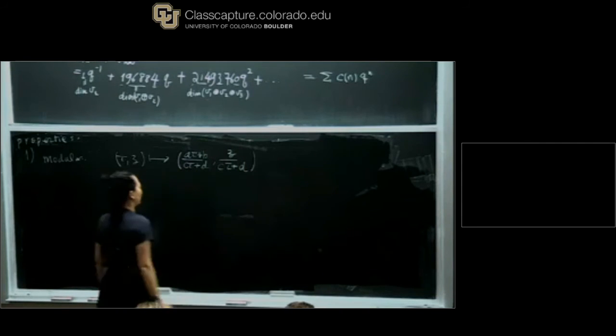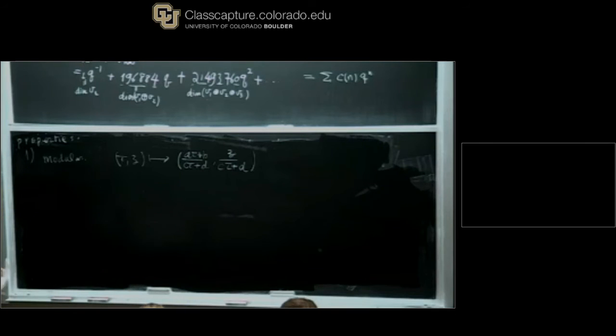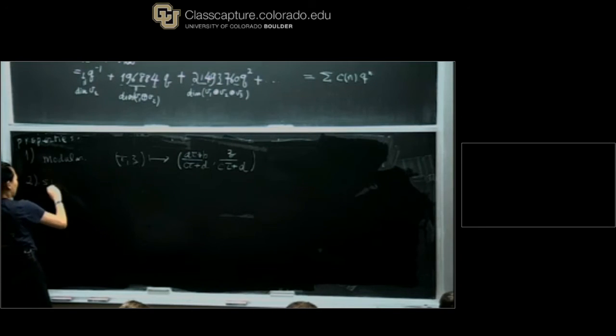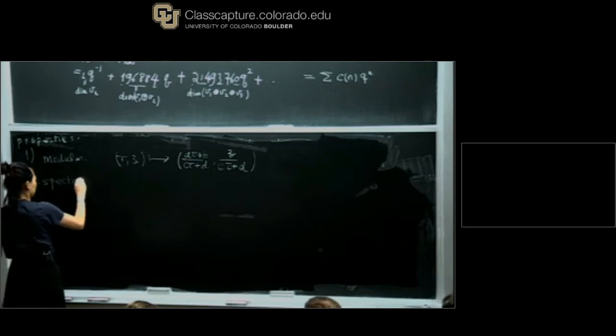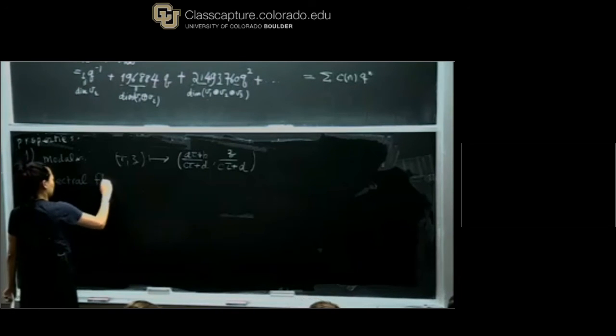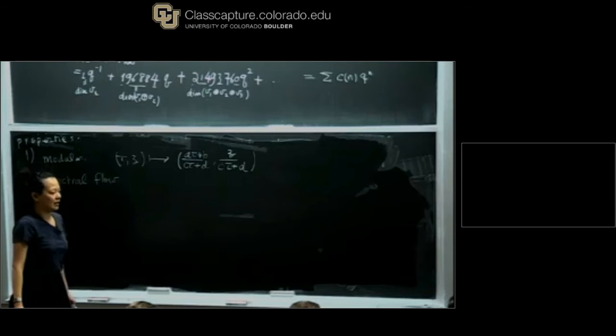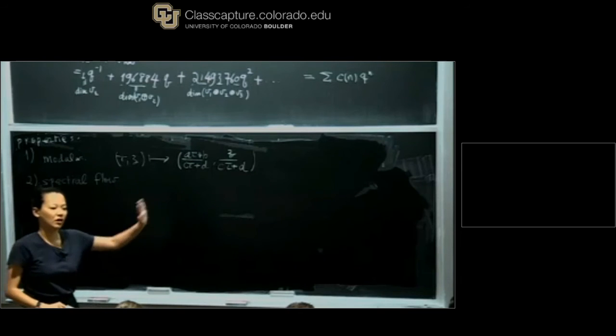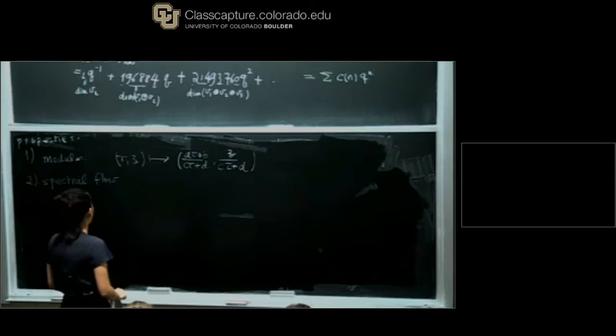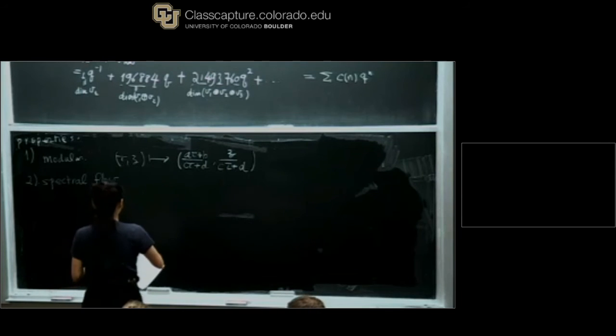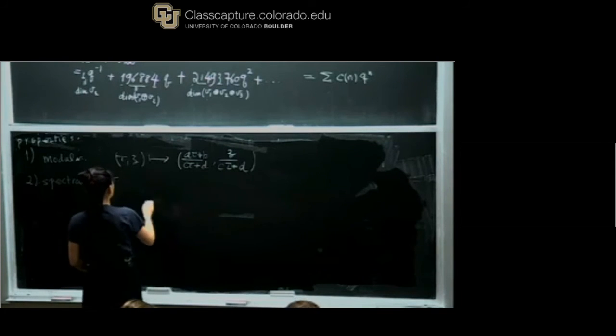Under SO(2,Z). And this will leave the function basically invariant. And it also has the so-called spectral flow symmetry related to the symmetry of the superconformal algebra. That's one point of view to say this.